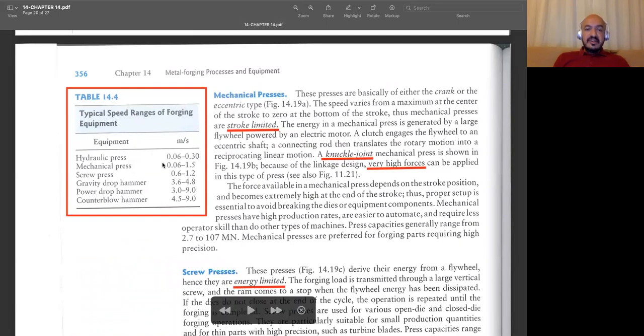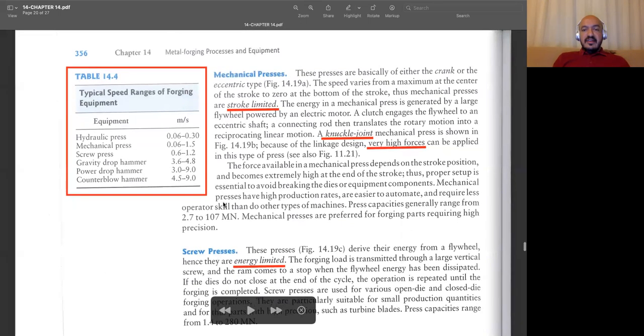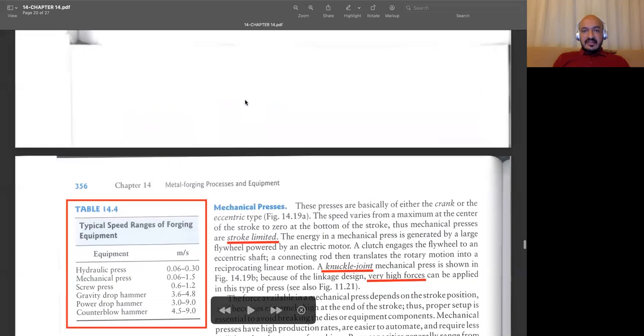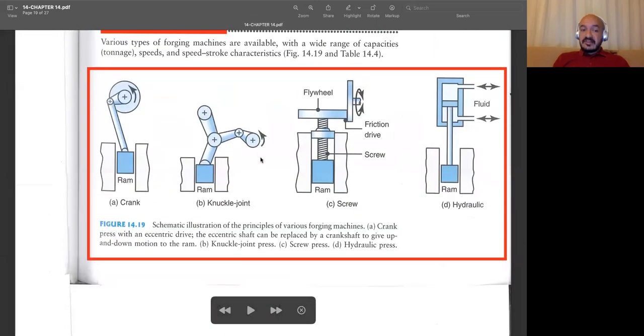Mechanical presses are again a bit faster, but not too much. Screw press is almost the same, but I will discuss that. The gravity drop hammer speed is higher. In the power drop hammer, it's about maybe 6 meters per second, but in the counter blow hammer, it's much better. Now let's talk about these types of presses.